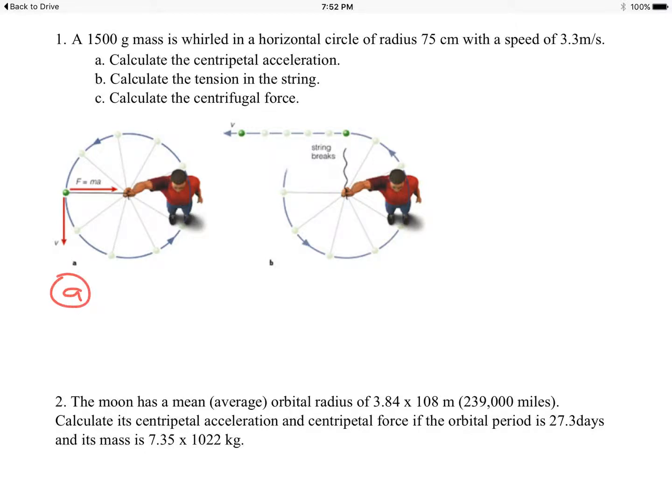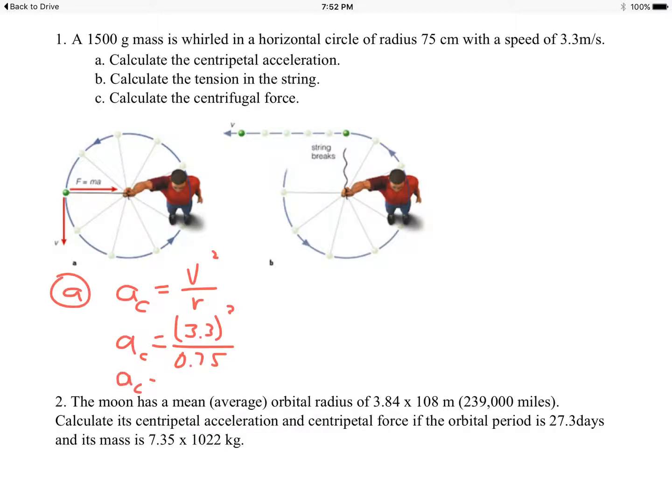We want to calculate the centripetal acceleration. It's simply v squared over r. In this case, the tangential velocity, as labeled in the diagram and stated in the problem, is 3.3 meters per second. The units are good. Divided by the radius of the circle, in meters, that's 0.75 meters. When we calculate that, we end up with 14.5 meters per second squared.